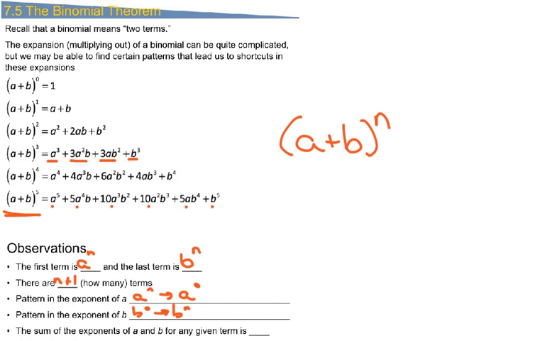And the last observation for now is that the sum of the exponents of any term, so let's just pick 10a squared b cubed, 2 plus 3 would be 5, that always adds back to the original exponent n.